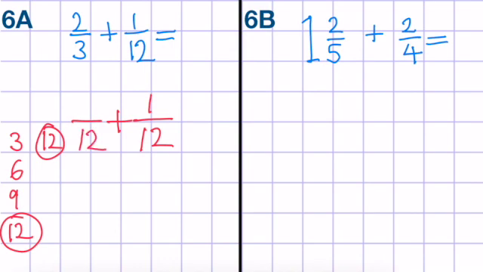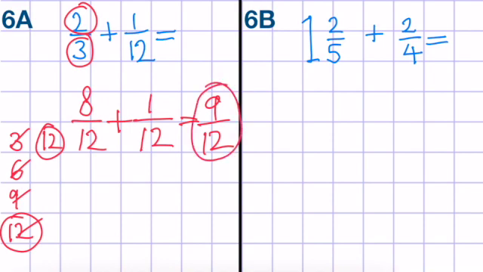So the new denominator is 12. Now what did I do to 3 to make it into 12? I times it by 1, 2, 3, 4. So I do the same to the numerator. 2 times 4 is 8. So that's 9/12. And if we were going to simplify that, that would be 3/4, because we can do 9 divided by 3 is 3 and 12 divided by 3 is 4. But 9/12 is absolutely fine as your answer.